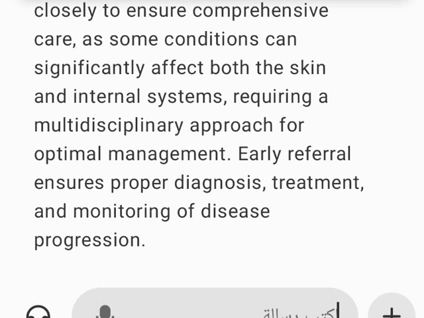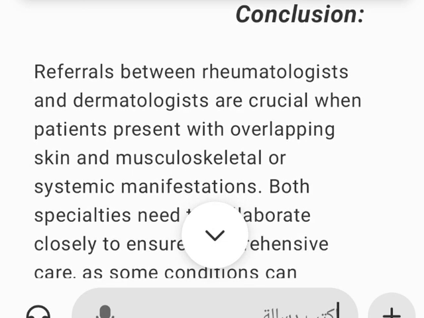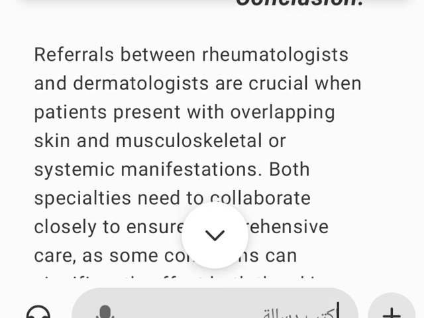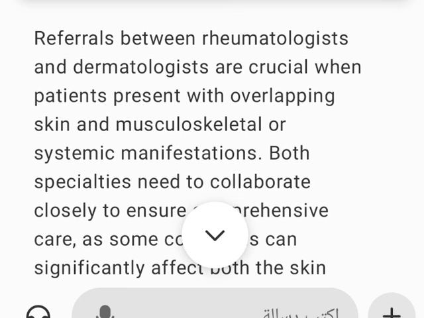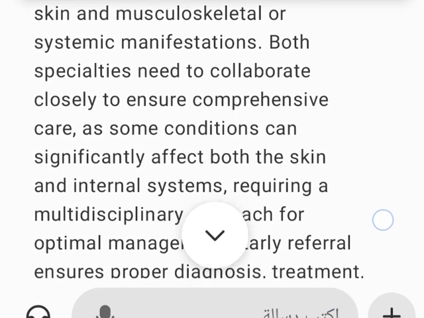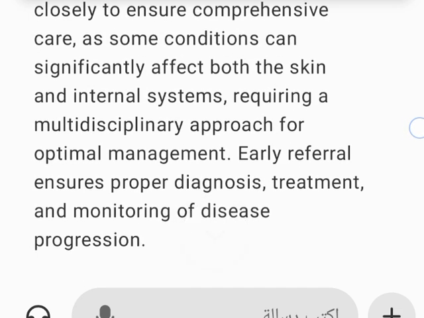Conclusion. Referrals between rheumatologists and dermatologists are crucial when patients present with overlapping skin and musculoskeletal or systemic manifestations. Both specialties need to collaborate closely to ensure comprehensive care, as some conditions can significantly affect both the skin and internal systems, requiring a multidisciplinary approach for optimal management. Early referral ensures proper diagnosis, treatment, and monitoring of disease progression.